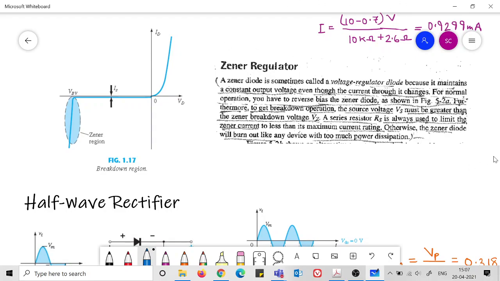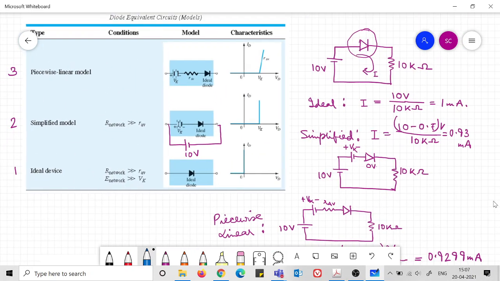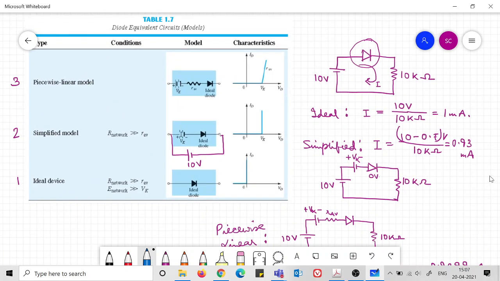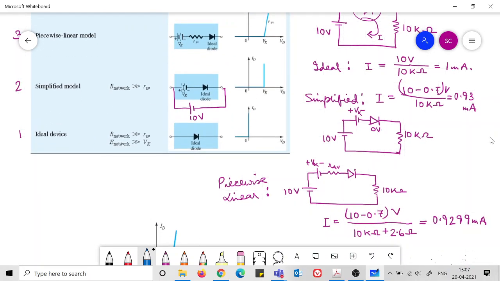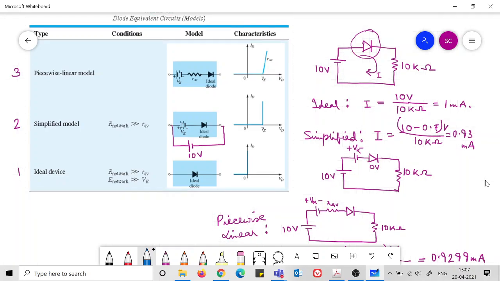So last day we discussed the various resistances of the diode: DC resistance, AC resistance, average resistance, then the different models, how to model a diode, because not always would we be able to use the Shockley's equation of the actual diode.